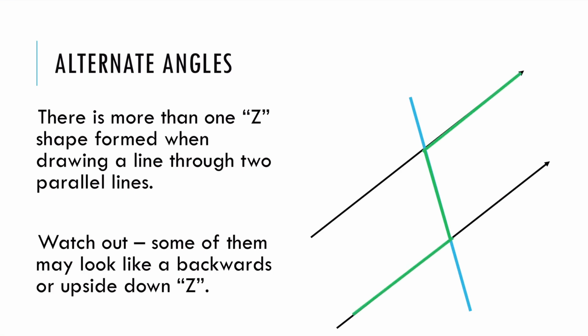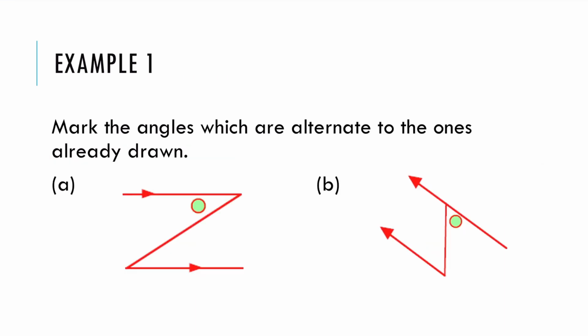We can see this is another sort of Z shape being formed, which means that this angle is also alternate to this angle, okay? So mark the angles which are alternate to the ones already drawn. Okay, so we can see there's a clear Z shape in the first one, which means that this angle here must also be the same as this angle here. In part B, let's find the Z shape. So if we go down here, we can see that the Z shape's here, and that means that this angle is alternate to the angle they've given us.